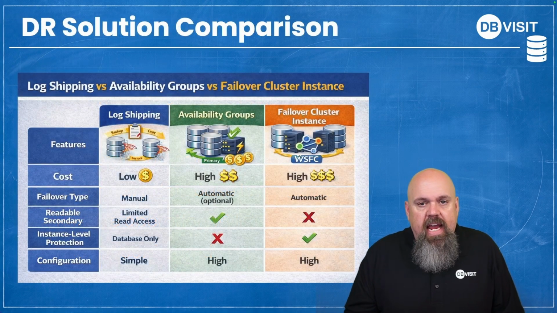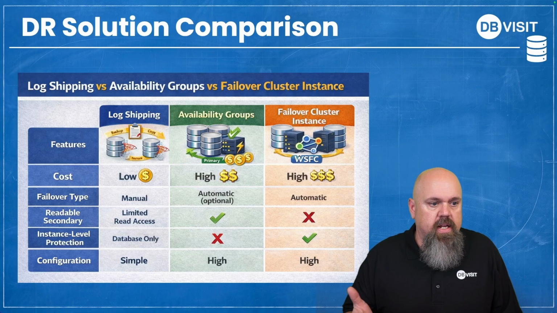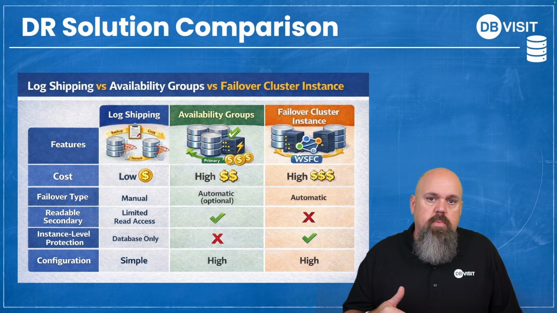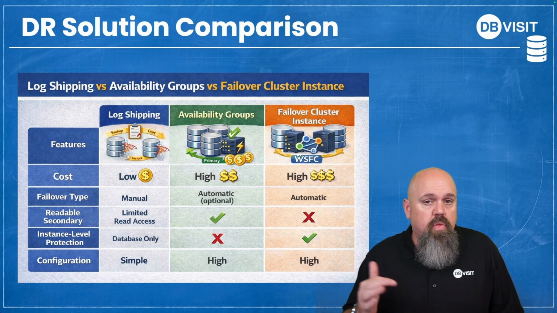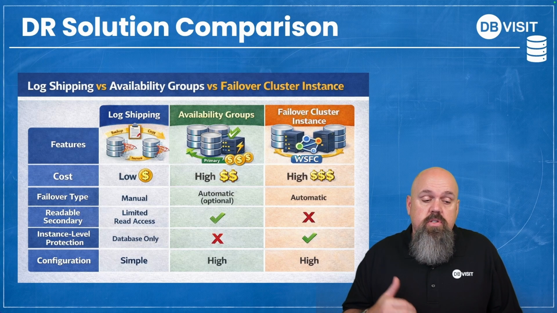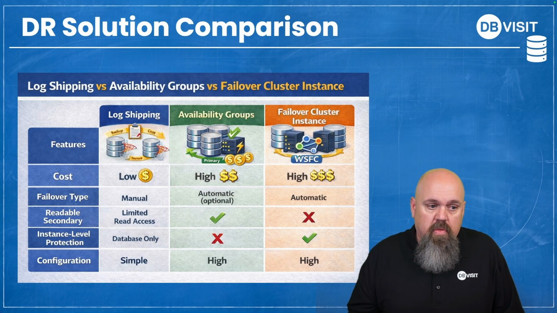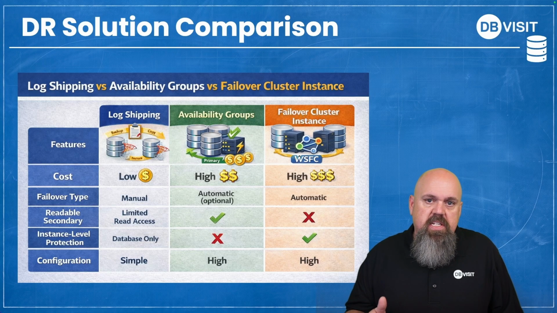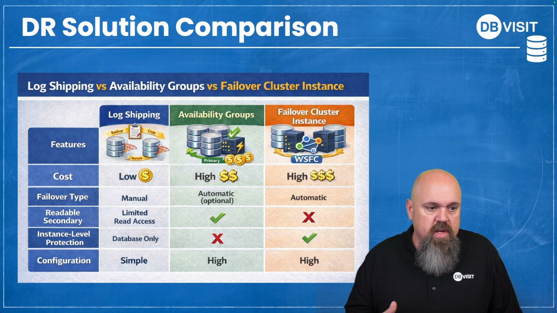I thought it'd be handy just to do a quick comparison between the three. This is a graphic that I generated, between the three: log shipping, availability groups, and failover cluster instances. All three are great DR solutions. I've used all three. From a cost perspective, log shipping is probably going to be your lowest.